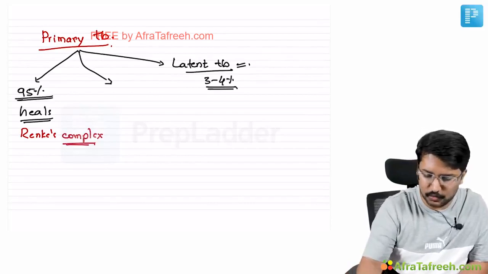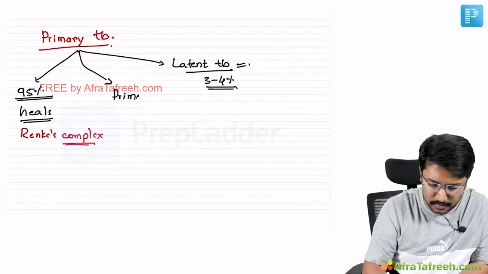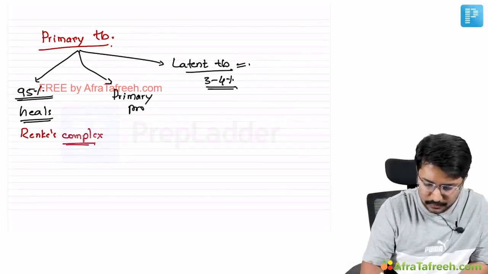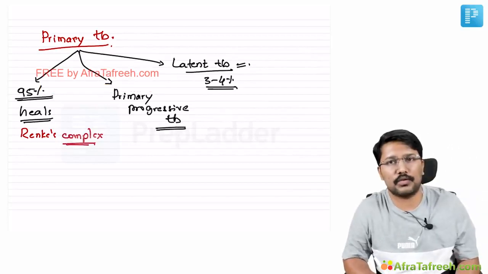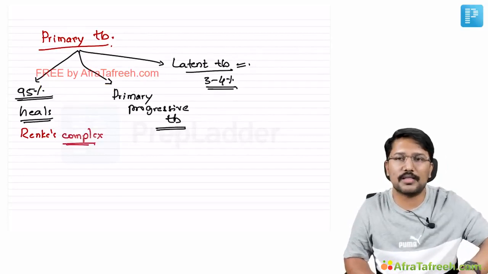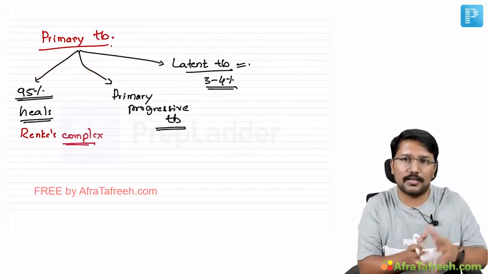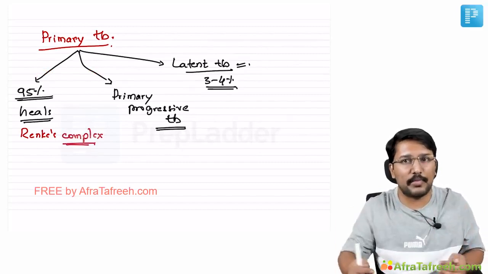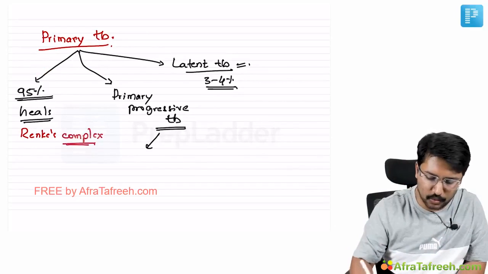The remaining patients usually go on to develop what we call primary progressive tuberculosis. So what is primary progressive tuberculosis? It is one where, from the Ghon's focus, there is neither healing nor containment of the infection, so it is progressing. There are two possibilities. One, it could be locally progressive.